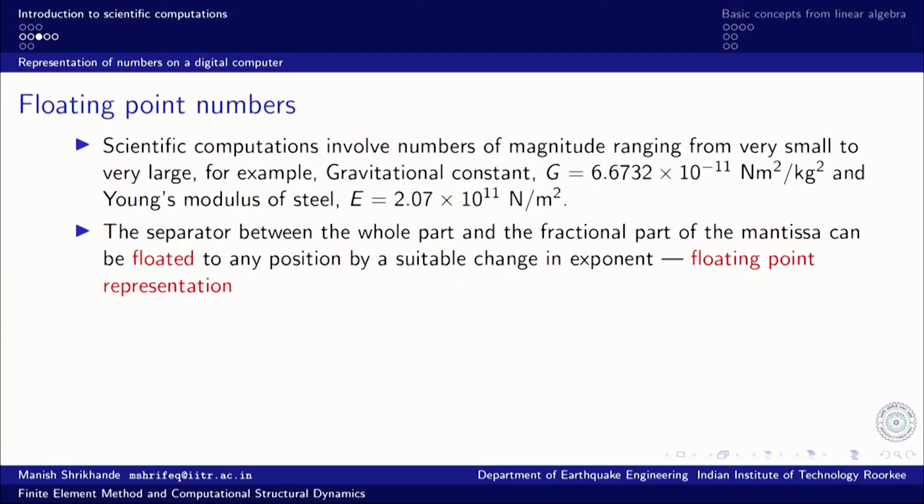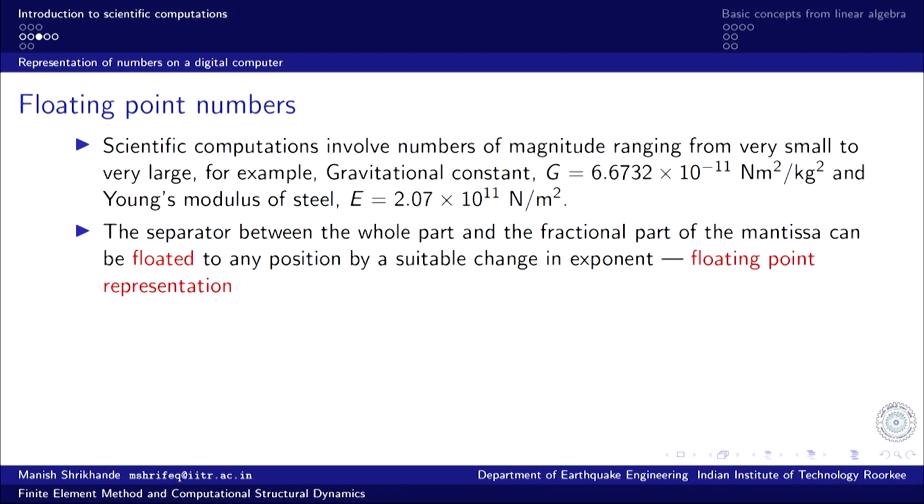So, we have to find a mechanism of doing computations which can deal with very small numbers as well as very large numbers, and that is what we use: floating point numbers, we call them. And the separator between the whole part, as you can see this decimal point, can be shifted by suitable change in the exponent field.